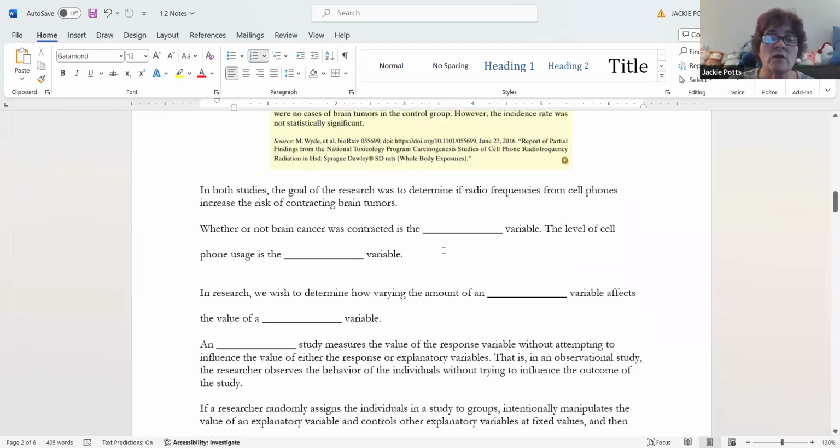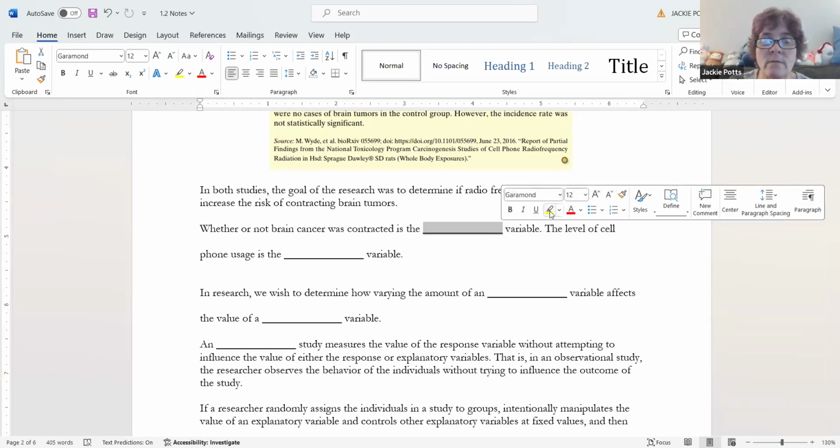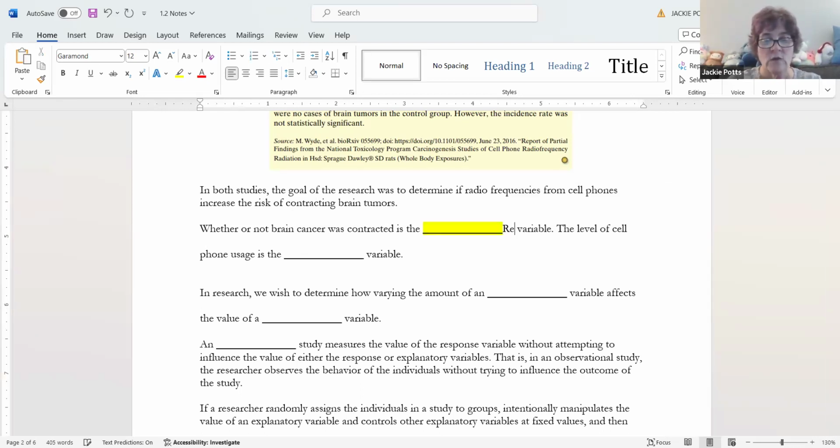All right, so let's go through. In both studies, the goal of the research was to determine whether radio frequencies from cell phones increase the risk of contracting brain tumors. Whether or not brain cancer was contracted is, all right, that is known as a response variable.